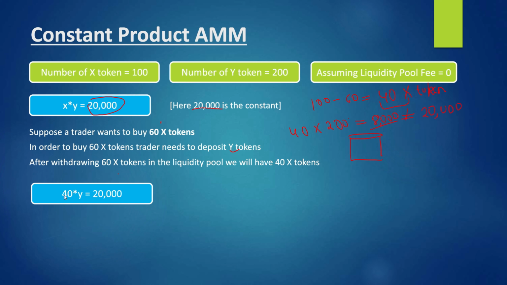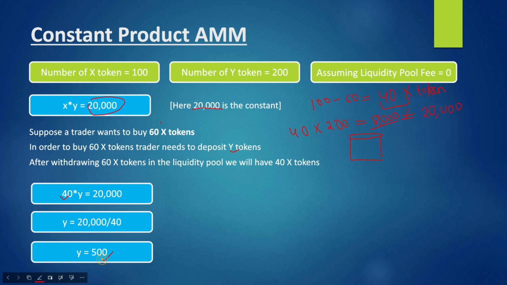We can simply use this formula. If there are 40 X tokens in the liquidity pool, and let's say we take this as Y, then how many Y tokens should we have in the liquidity pool? We can simply calculate Y from this particular formula, and you will find out that Y is equal to 500 tokens. So we are simply using mathematics here.